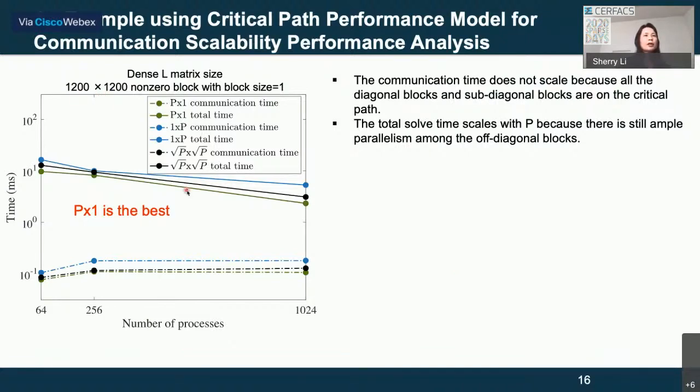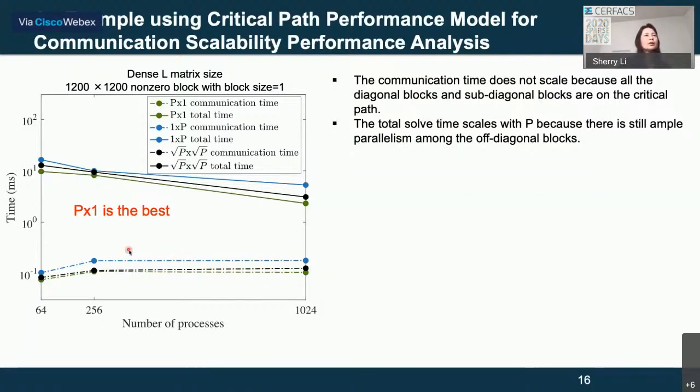So in this picture, there are several plots. The lower one, this dotted one, is the communication model, communication time actually, and the upper one is the total time. As you can see, for a dense matrix, communication time is not a whole lot because for the off-diagonal blocks you still have a lot of work. They are not on the critical path. They can happen simultaneously. So that's good.